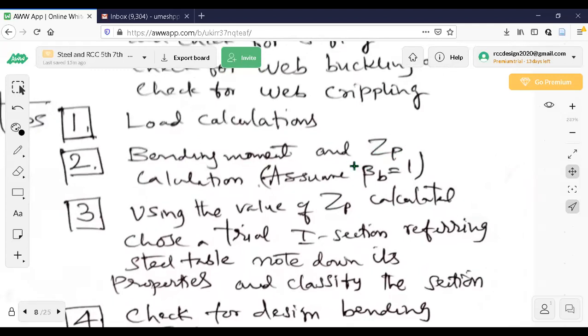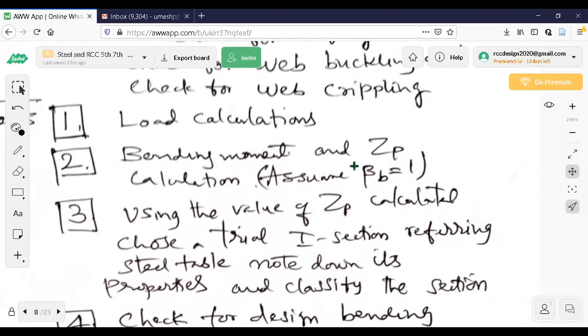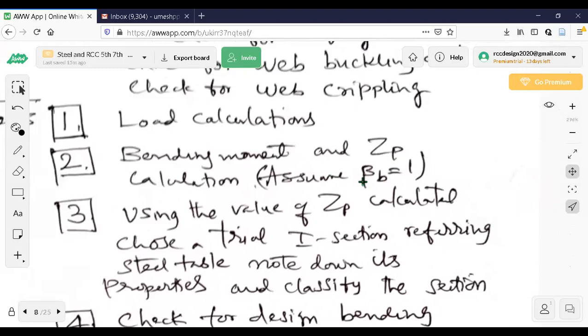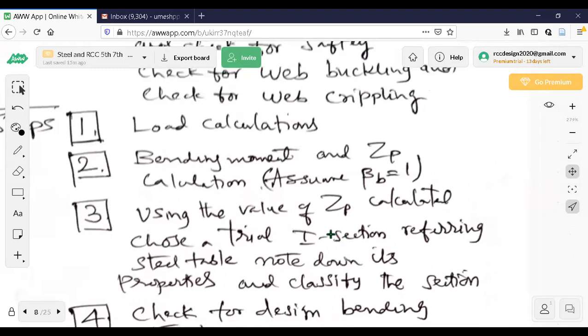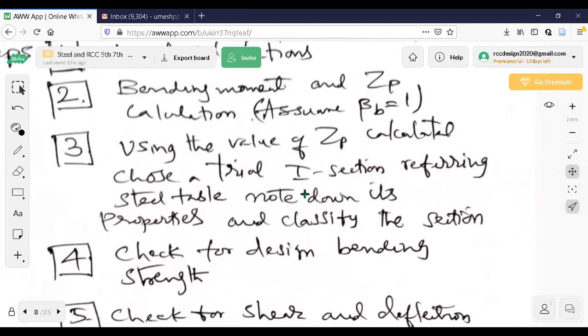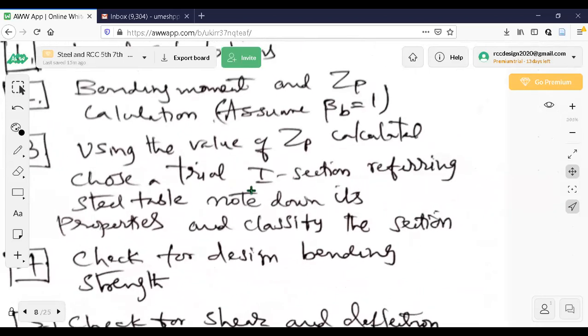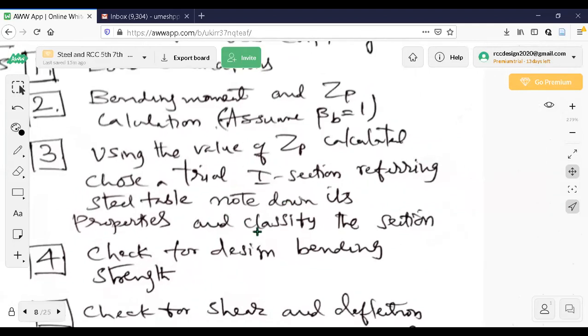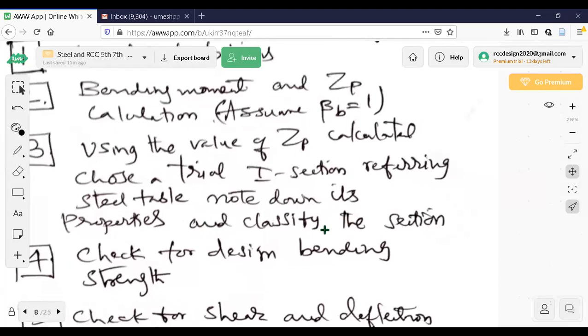Observe this one. ZP has to be calculated. I'll tell you how it is done. Assume beta B is equal to 1. When I say assume beta B is equal to 1, I'm going to assume the section as plastic. Beta B should be initially assumed as 1 in that formula. Using the value of ZP calculated, choose a trial I section referring to steel tables, note down its properties, and further classify the section.